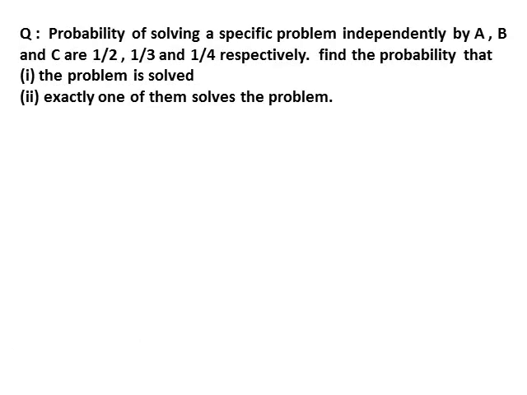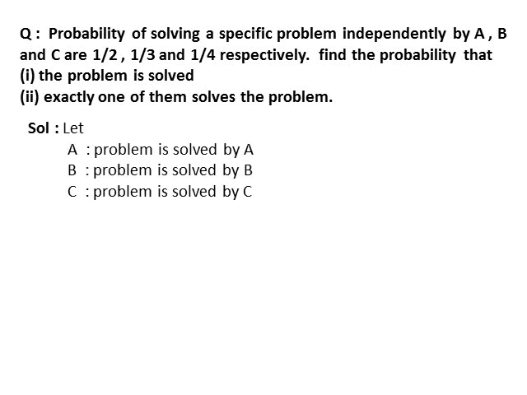Next question. Probability of solving a specific problem independently by A, B and C are 1 by 2, 1 by 3 and 1 by 4 respectively. Find the probability that first part the problem is solved and second part exactly one of them solves the problem.